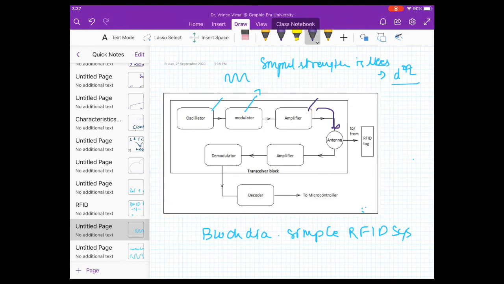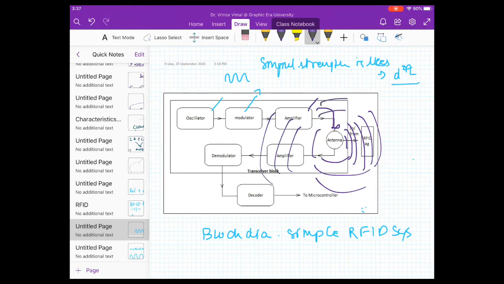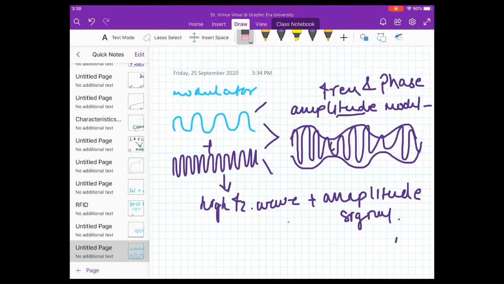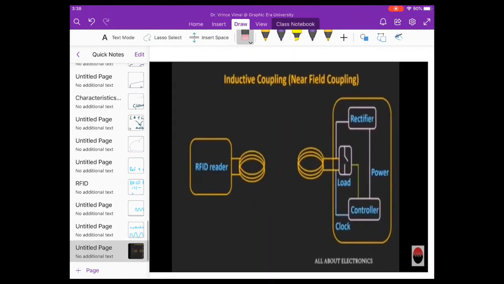This amplified signal via this antenna is transmitted in all the directions. Whenever it detects any tag, it powers up the tag and the tag generates the EPC. We talked about this, we'll be talking about it again in a little while. Let's talk about this first. So I copied that diagram, there it is.